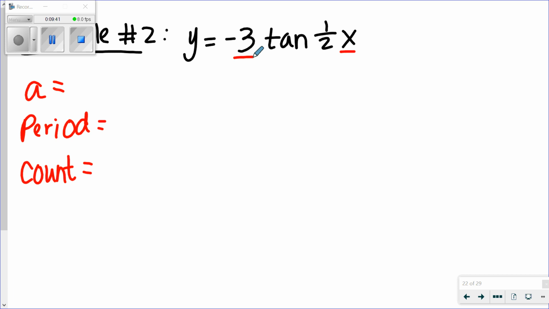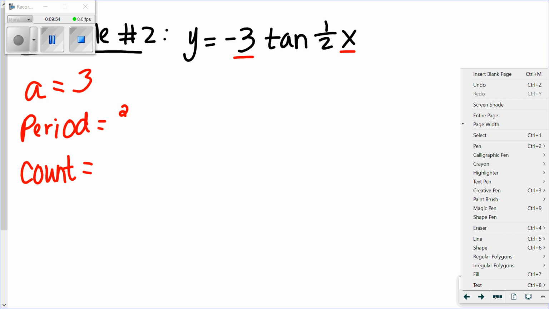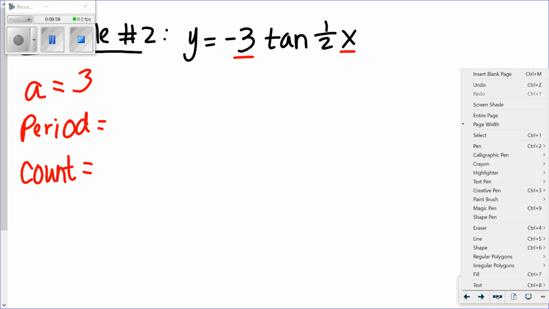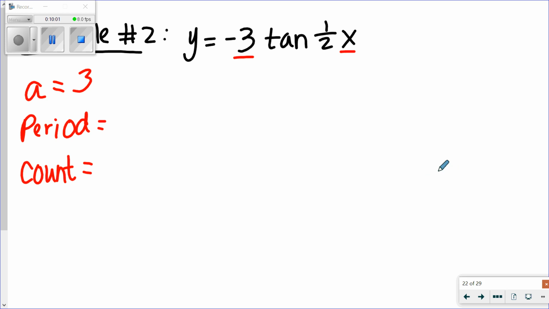Our amplitude here is 3. Remember, amplitude always has to be positive. That negative simply tells me there's going to be a reflection happening. The period here is not 2 pi. Miss Sweeney made a mistake. Our period for tangent is always pi divided by b. So we've got pi divided by 1/2, which becomes 2 pi. All right.